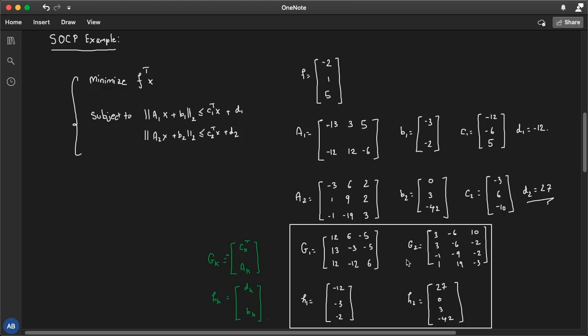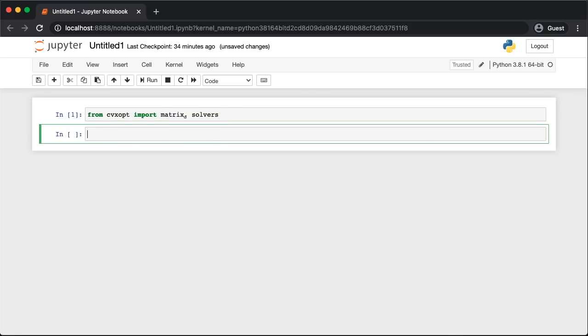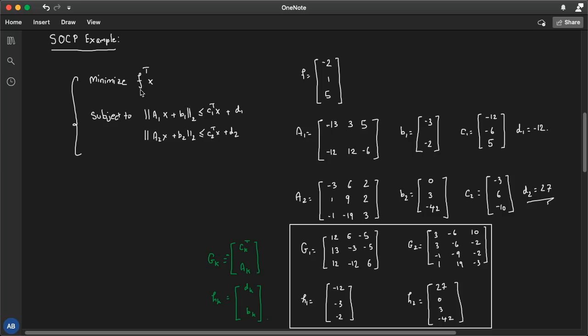Okay, now let's solve the problem in CVXOPT. So the first thing you'd want to do is, from CVXOPT, import matrix and solvers. The second thing you'd want to do is define your parameters within the problem, the f, g1, h1, g2, h2. But the SOCP solver of CVXOPT takes G1 and G2 as one matrix G, where G1 is stacked on top of G2, and likewise H1 is stacked on top of H2 for the H.